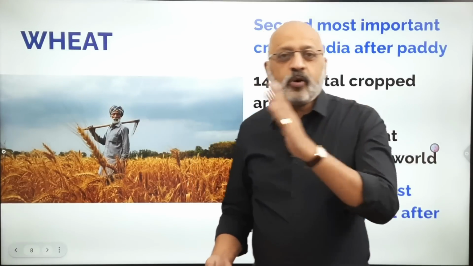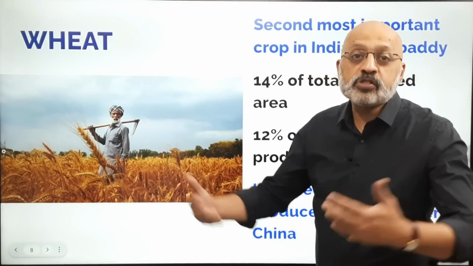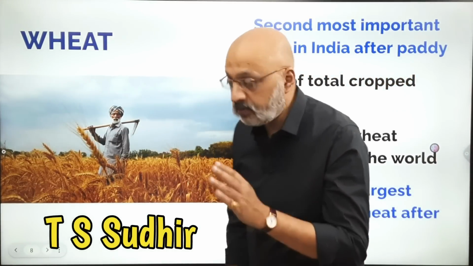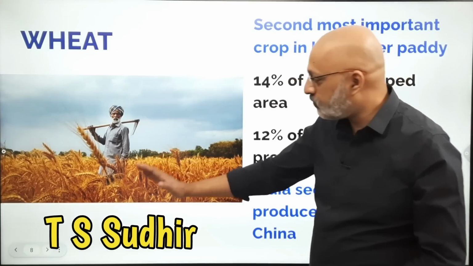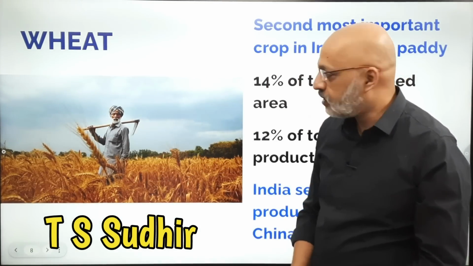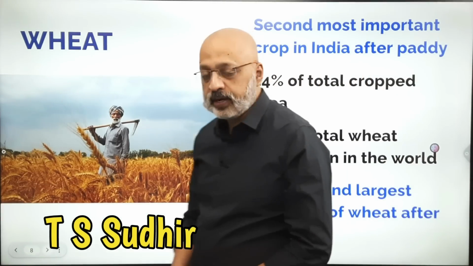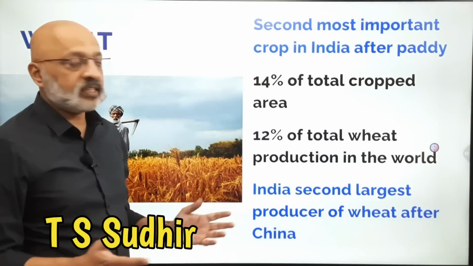Okay, after rice, now let's look at the second most important crop in the country, and that is the crop of wheat, right? This beautiful photograph of this Sikh farmer in his wheat field. Now, what are the factoids about wheat?